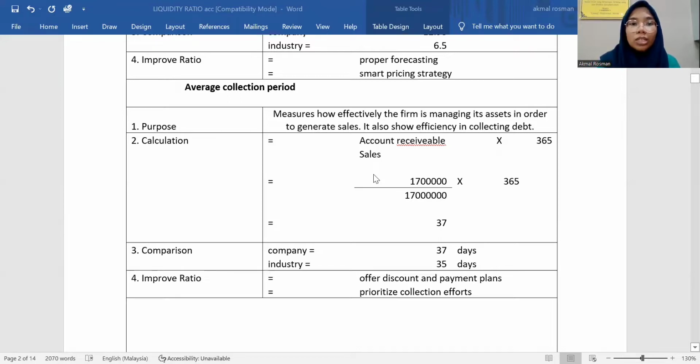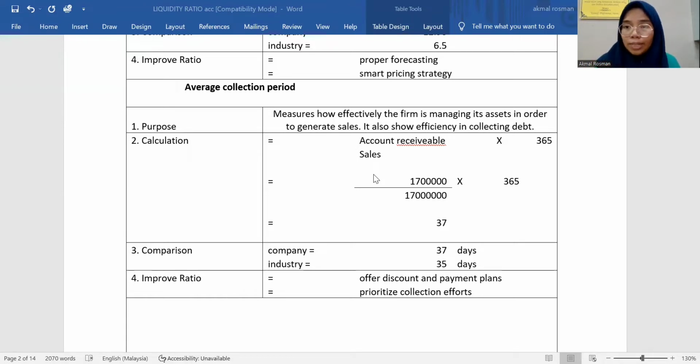The purpose of average collection period is for measuring how effective the firm is managing its assets in order to generate sales. It also shows efficiency in collecting debt. For the calculation is account receivable divided by sales and needs to multiply by days for a year, which is 365 days. Account receivable 1.7 million divided by 70 million multiplied by 365, and Hikmabati got 37 days. Compared to industry, they got 35 days.